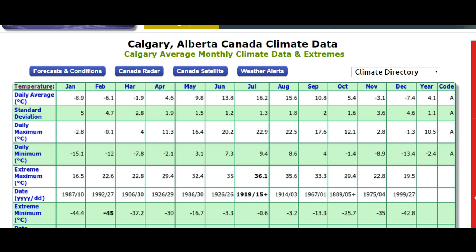Okay, so what we'll do is daily average, right? So what's the average daily temperature in January? It's negative 8.9 degrees. So we're interested in this column here, right? And this is going to go into L2, and the January, February is going to go into L1.